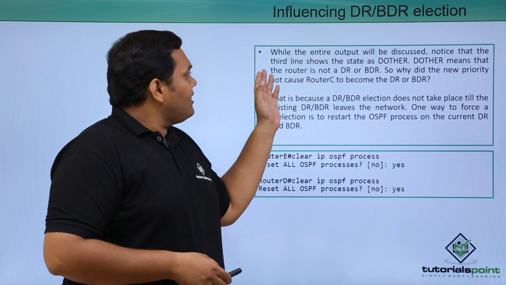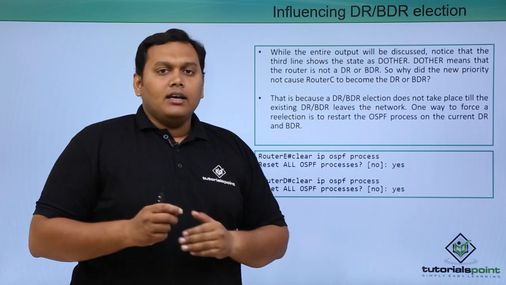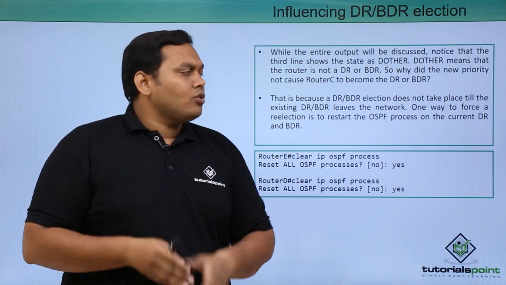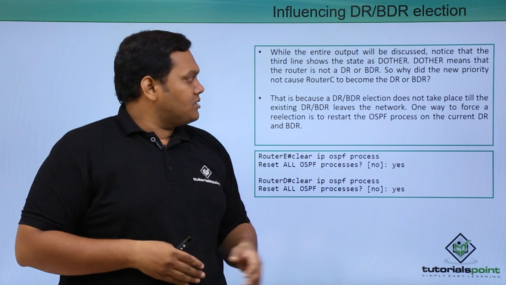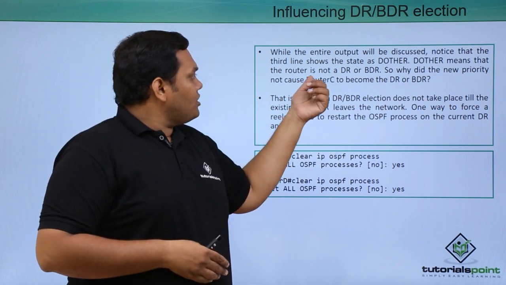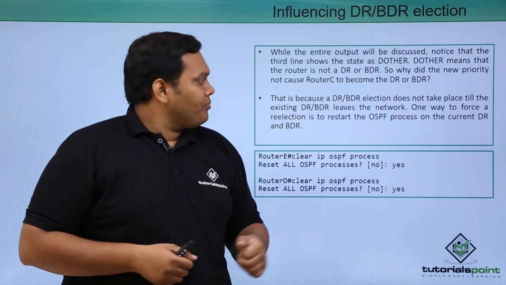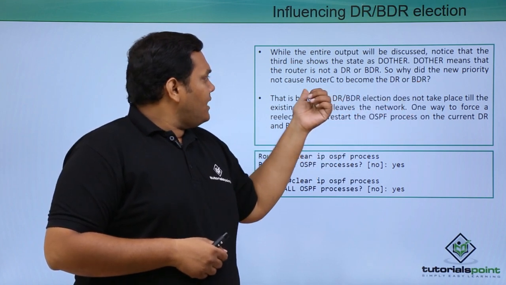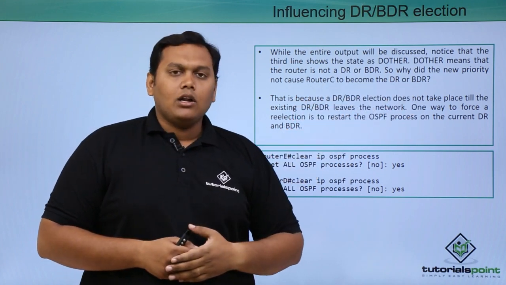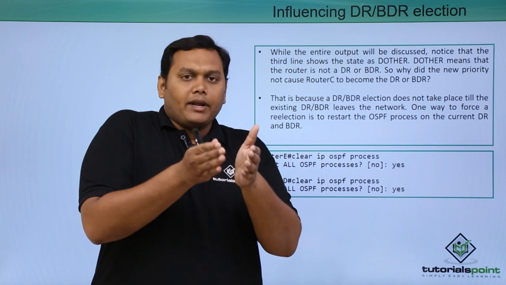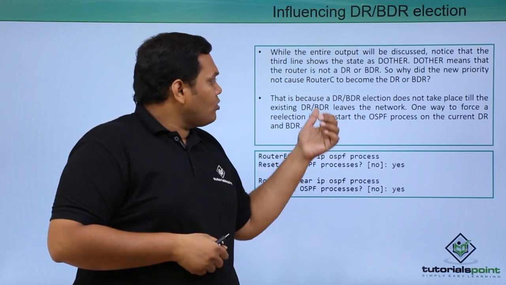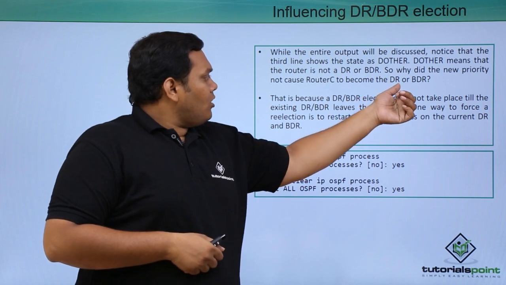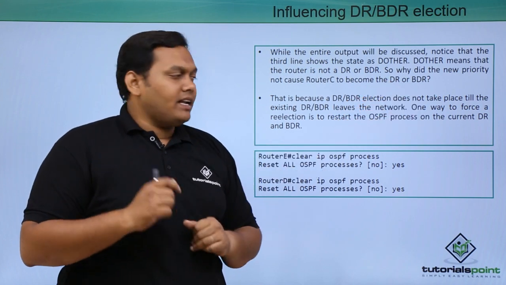The entire output will be discussed in coming chapters, but for now notice the state, which shows as DROTHER. What does DROTHER mean? DROTHER means that the router is neither a DR nor a BDR. So, why did the new priority not cause router C to become DR or BDR? Why was the priority number not used to make router C the DR or BDR? We see the explanation very clearly here.